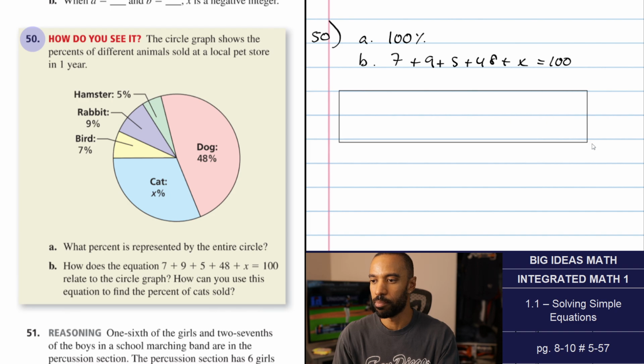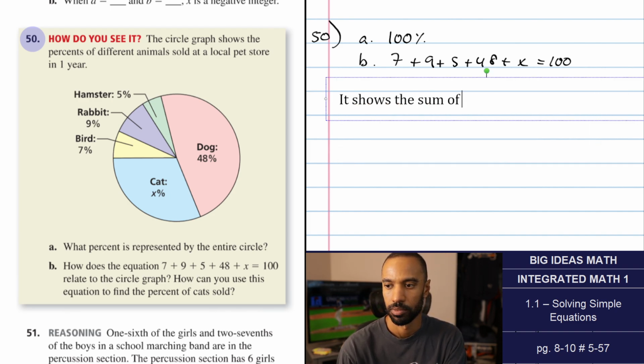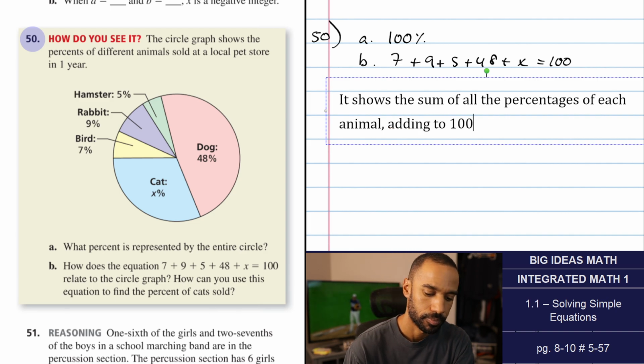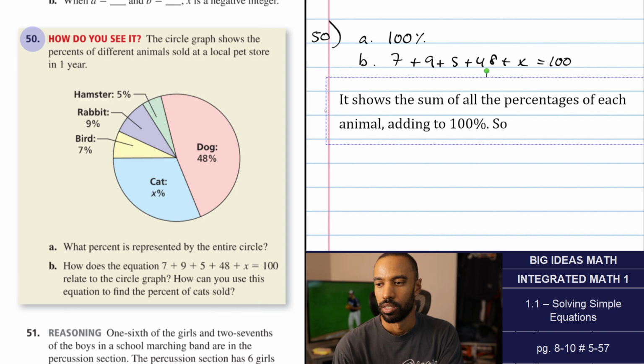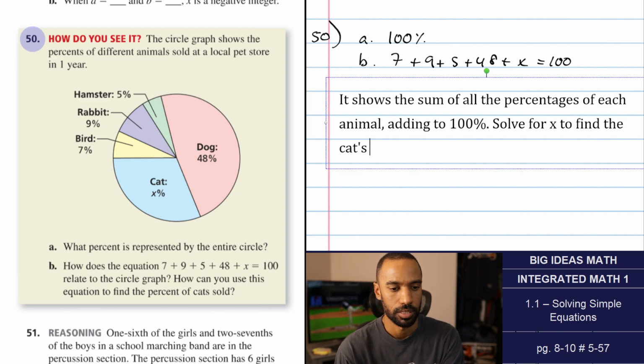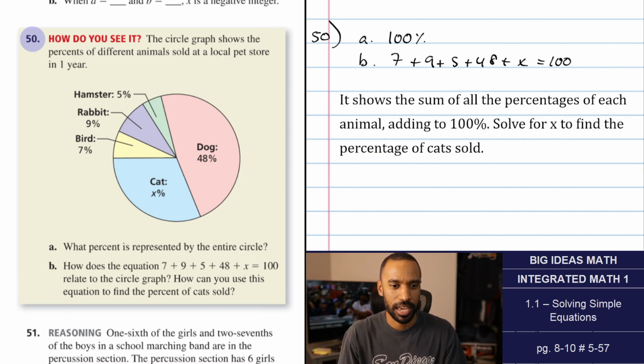So it shows the sum of all the percentages of each animal, adding to 100%. Solve for x to find the cat's percentage. It shows the percentage of different animals sold, percentage of cats sold. Or dogs. Yeah, more dogs than cats.